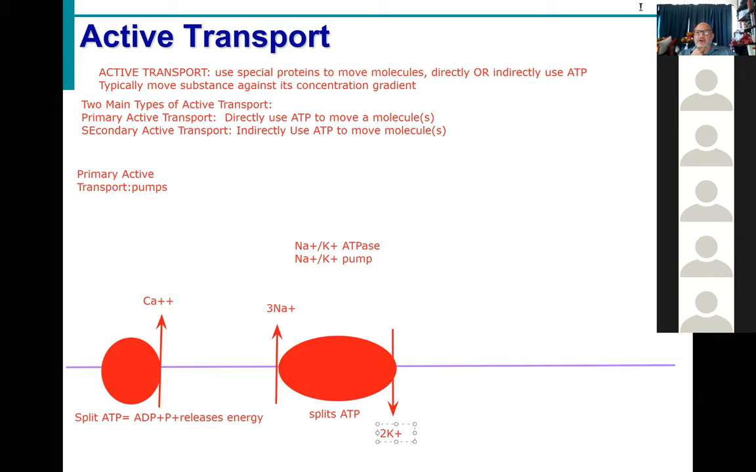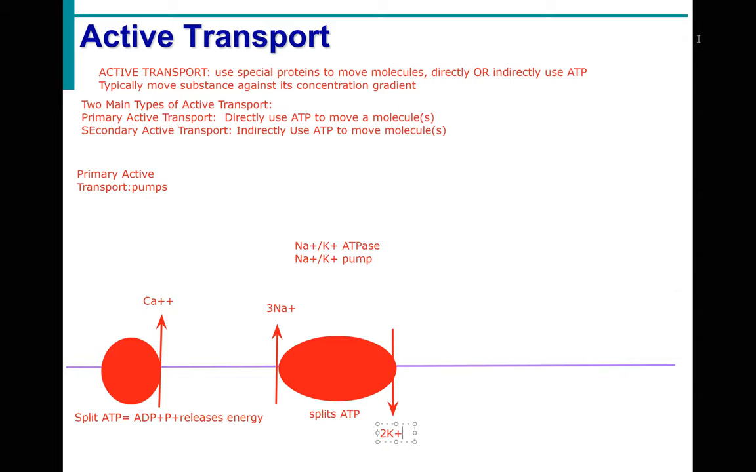And that is our primary active transporters. Again, they can move more than one thing, but they can also just move one thing. The key is that the ATP binds directly to it, and that phosphate is ripped off, and the energy changes the shape. Again, think of it in terms, instead of the zoo, think of it in terms of the mall.